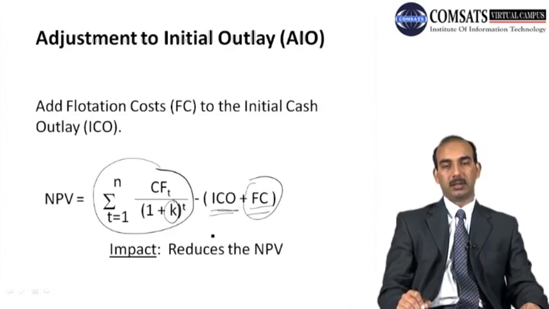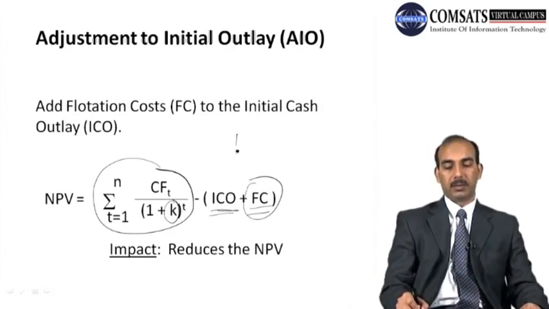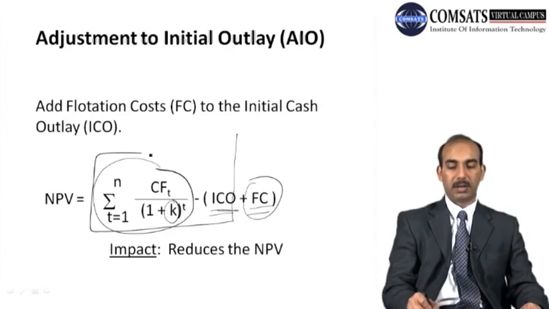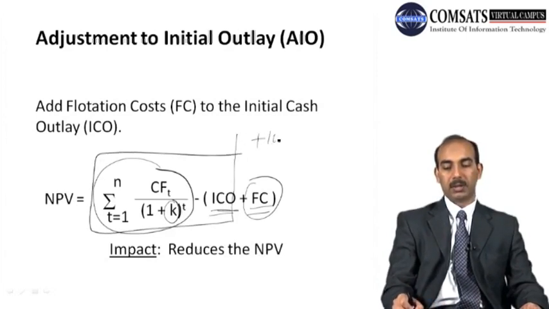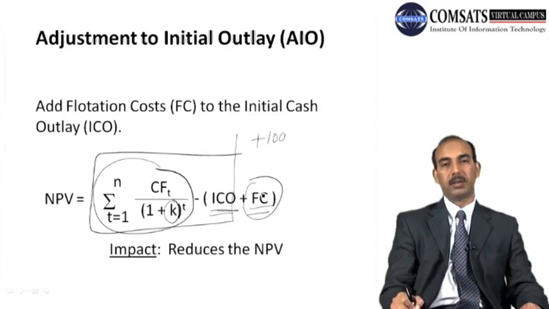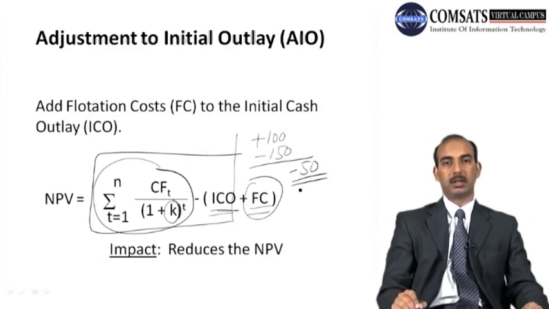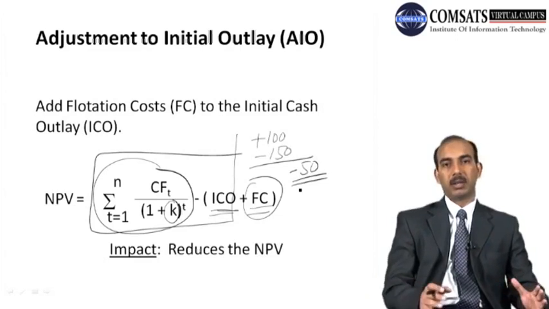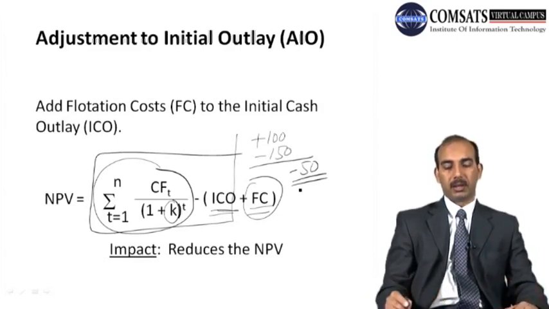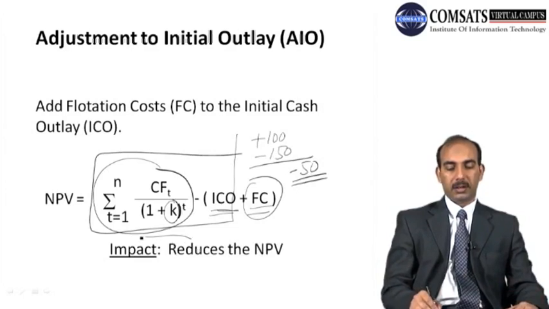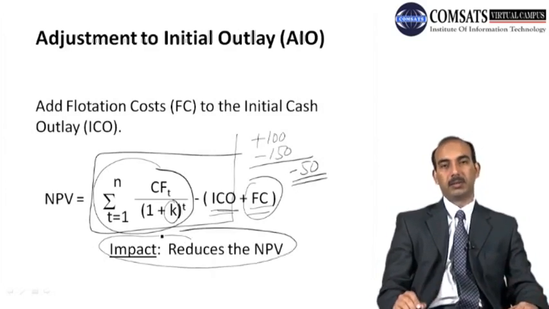And in this case, if you calculate the net present value from this portion and it equals positive $100, and then you deduct the flotation cost out of it, that may be $150, so the net present value would become minus $50. So the impact of flotation cost is that a project which was otherwise acceptable may not be acceptable anymore, and the effect is that it reduces the net present value of the project.